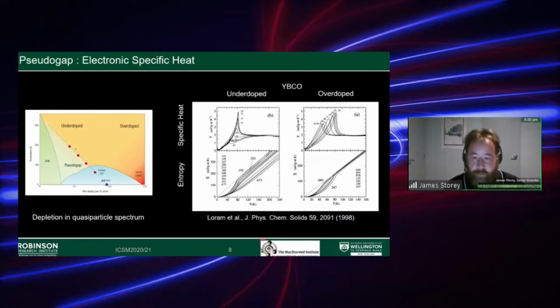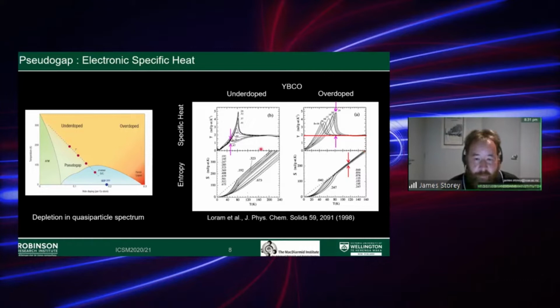So here is John Loram's classic data for YBCO. In the overdoped region, the specific heat jumps are nice and large. The underlying specific heat is relatively flat, and the entropies almost coincide. And this suggests that the density of states in this region is roughly independent of energy and doping.